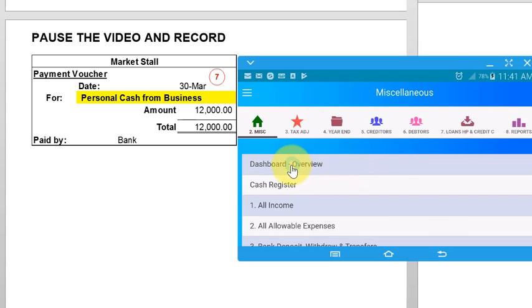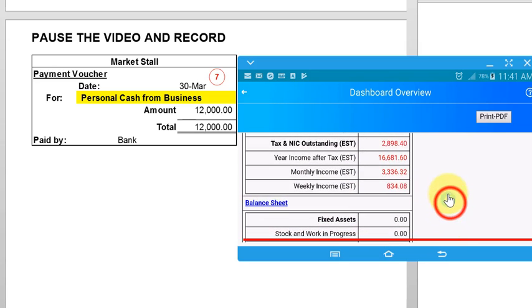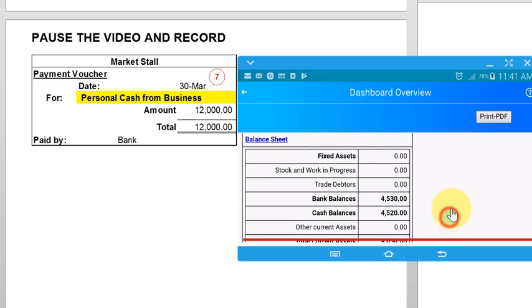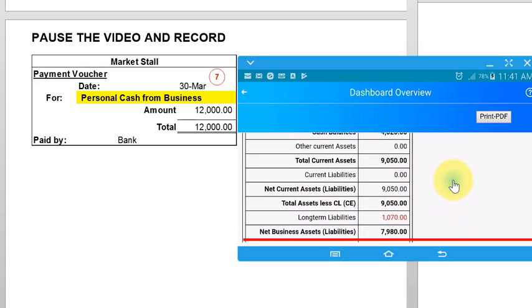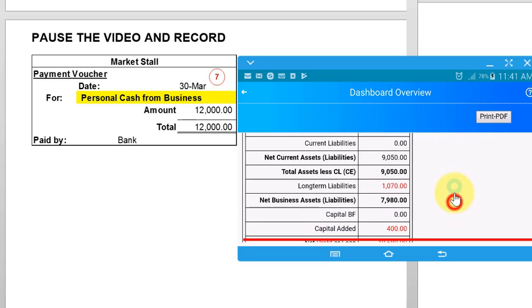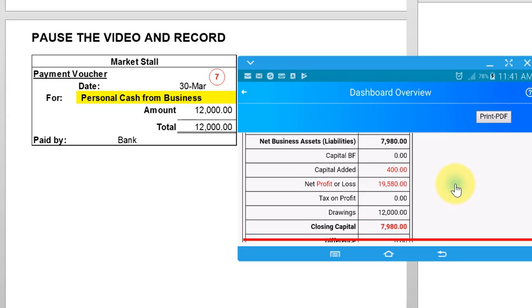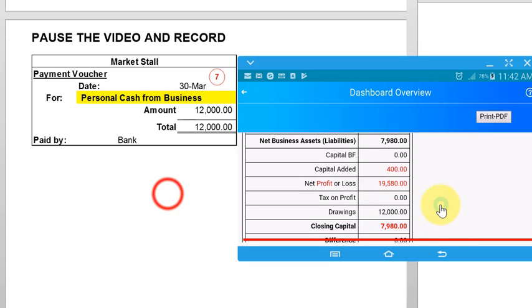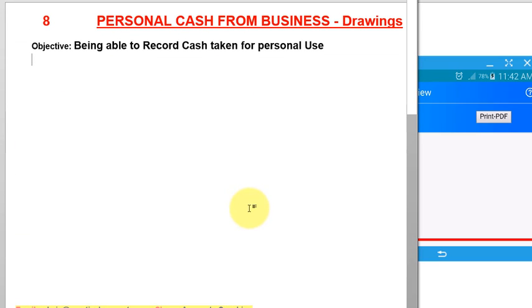Let's have a quick look at the dashboard. That 12,000, where did it come from? It came from the bank account. The bank balance has dropped. And it went to drawings. That's the 12,000 that we've recorded. Well, that's about it. That brings us to the end of the recording of personal cash taken from the business.